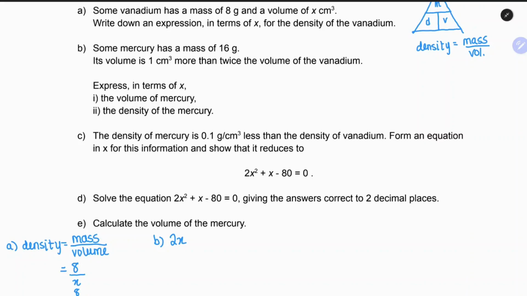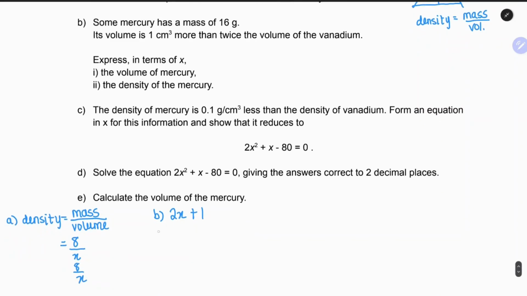But wait, there's more to the question. It says that the volume is 1 cubic centimeter more than that 2x. So we're going to do what? We're going to add 1. So that's your volume of mercury. That's 2 times the volume of vanadium plus 1 cubic centimeter. So that would basically be 2x plus 1.